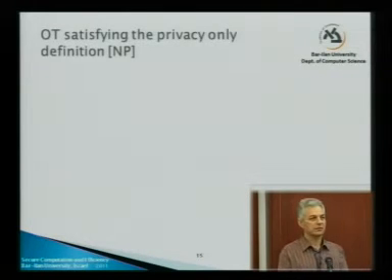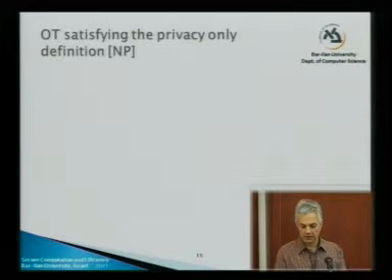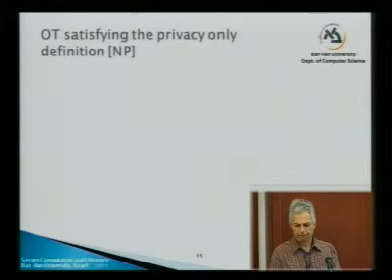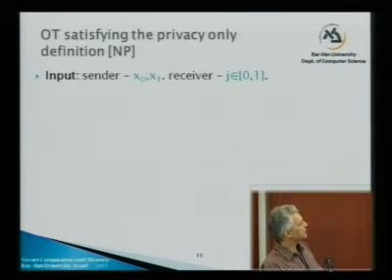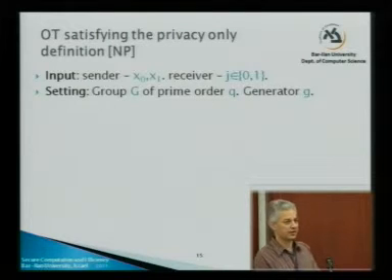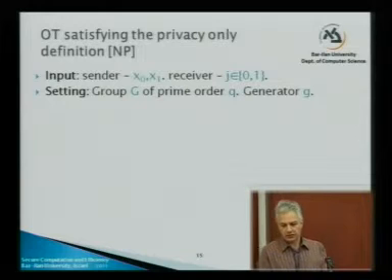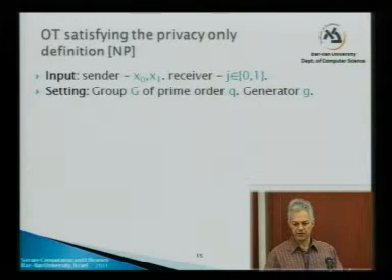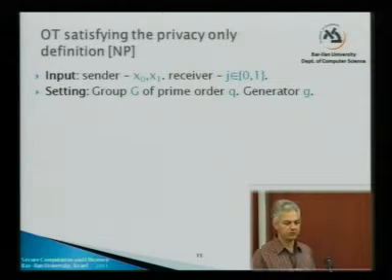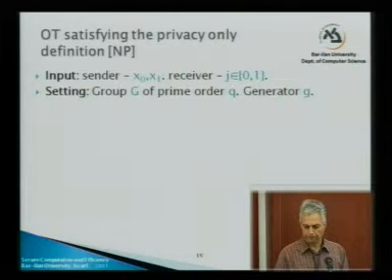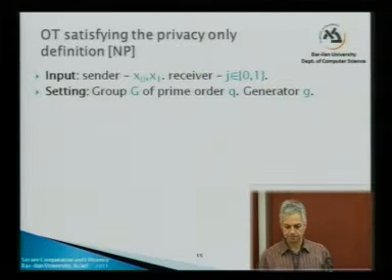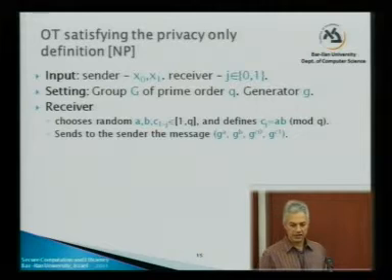So now let's go to the Oblivious Transfer protocol. It's run by Moni Naor and myself. It satisfies only the privacy condition. It's not fully simulatable yet. The inputs are x0, x1 to the sender and j to the receiver, and we work in some group G of prime order q with the generator g.